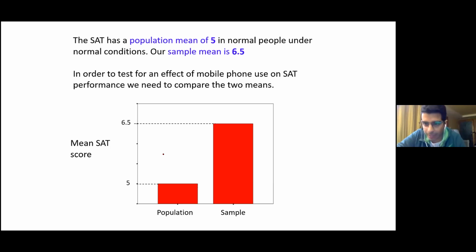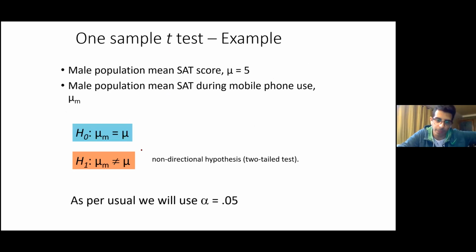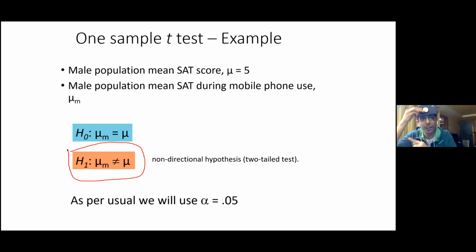He gives you the population mean, but he should not give it to you, whatever. He gave you, you found out the standard deviation and it was estimated from the sample. We assume that it is the population, and so on. All that stuff happened. Then we make our null hypothesis and alternate hypothesis. Our alternate hypothesis is that, this is really important, taping the phone on your head can make you do better or worse on your exam.